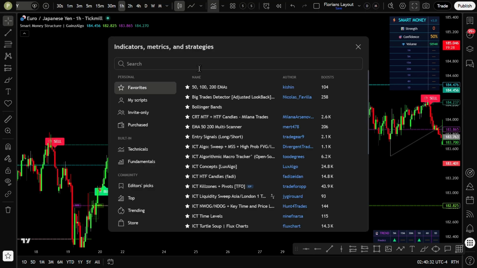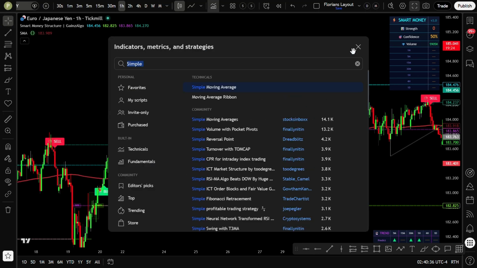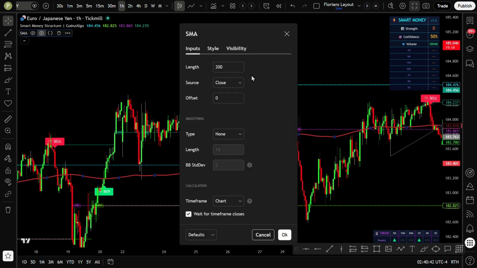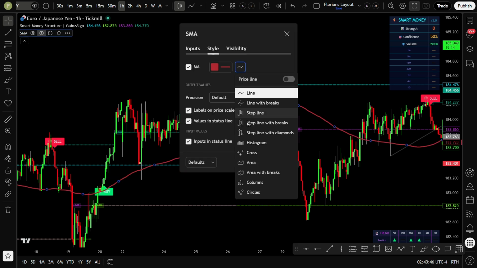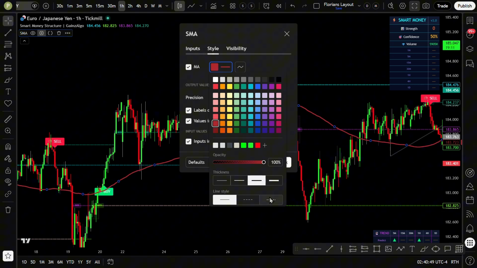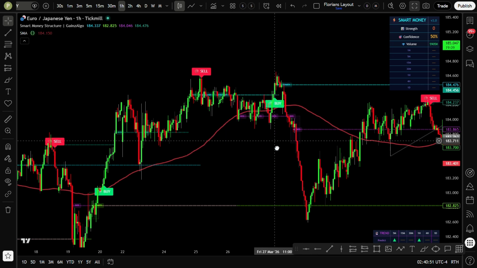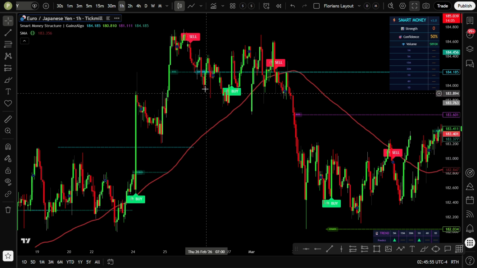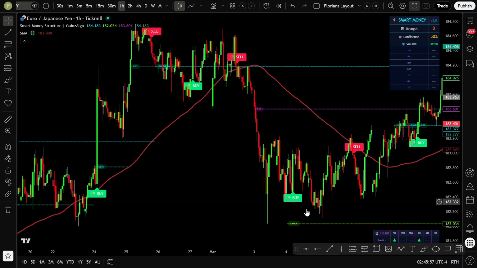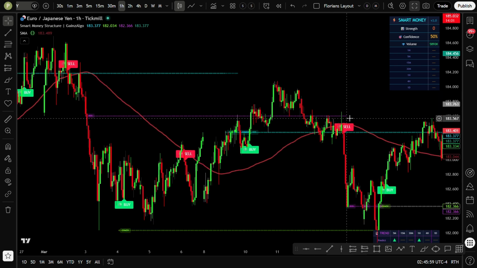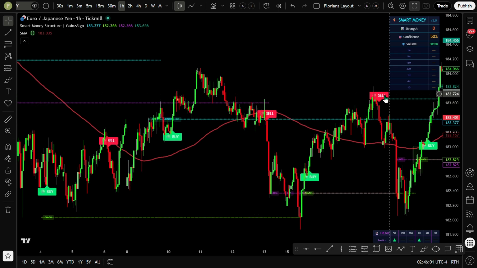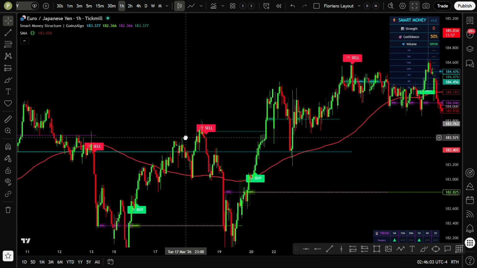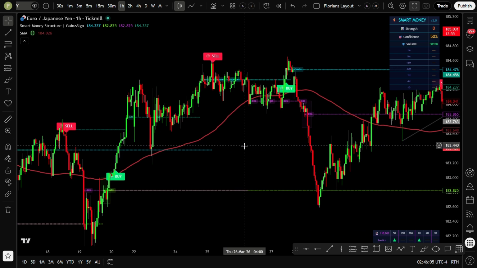Go to the Indicators tab, search for Moving Average, and add it to your chart. Then open its settings, change the length to 100, go to the Style section and increase the thickness slightly so it stays visible. Click OK. Now, the rules are straightforward. Take buy signals only when they appear above the moving average, and ignore any buy signal below it. Take sell signals only when they appear below the moving average, and skip any sell signal above it. That's it, one filter. But the impact is significant, and that's exactly how institutional systems survive.